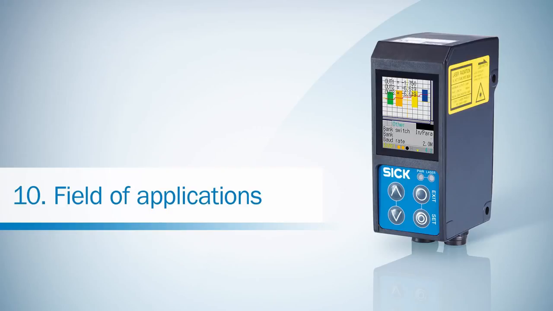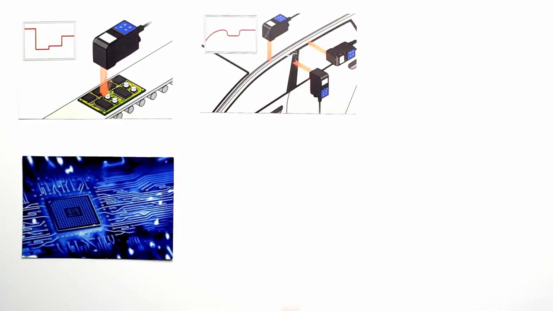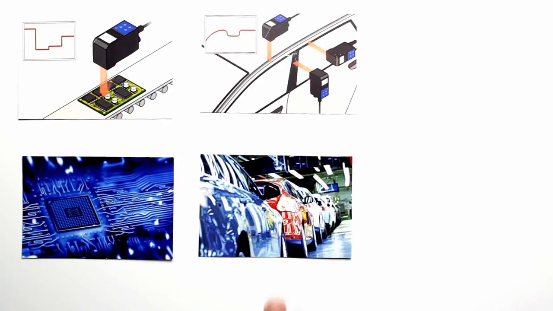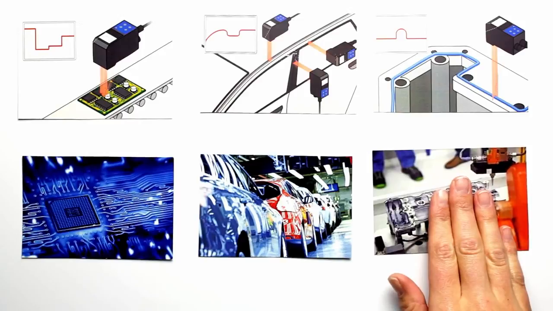The Profiler 2 offers a various field of applications. Profiler 2 can be used to check the heights and length of assembled PCBs in the electronic industry or for multiple edge and door gap inspection in the automotive industry. Another application example is the control of glue in the robotics industry.